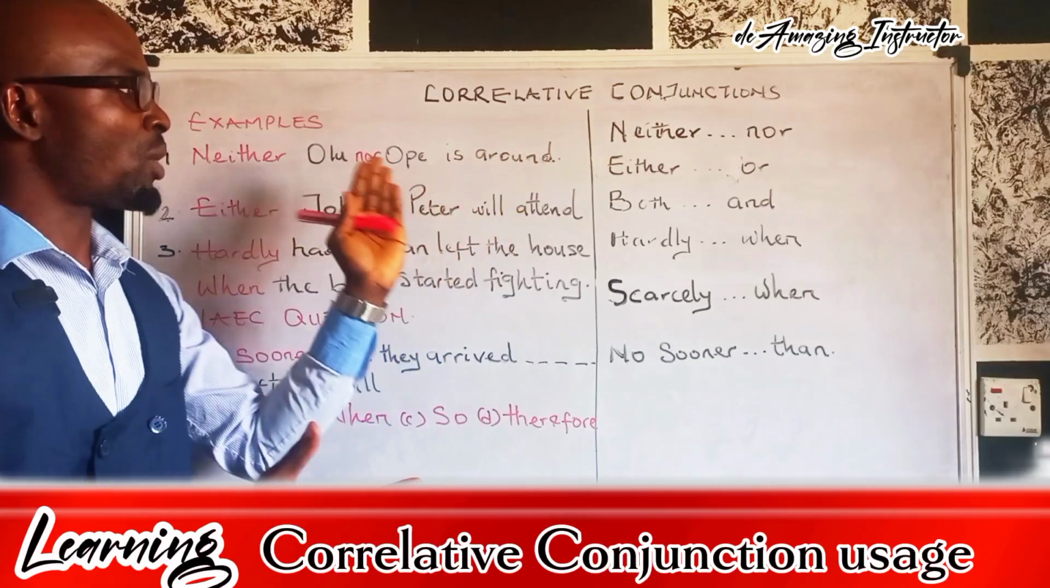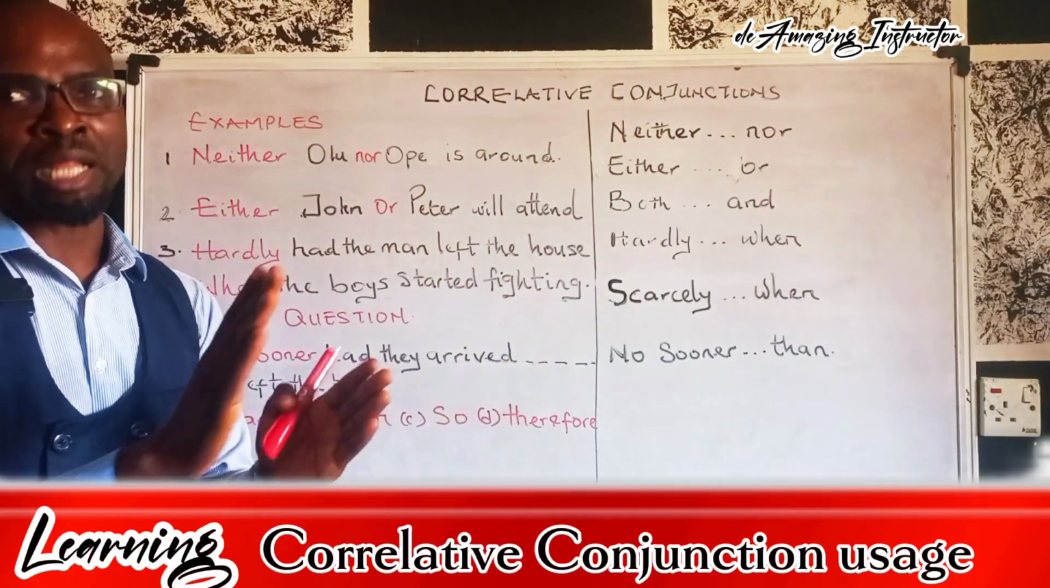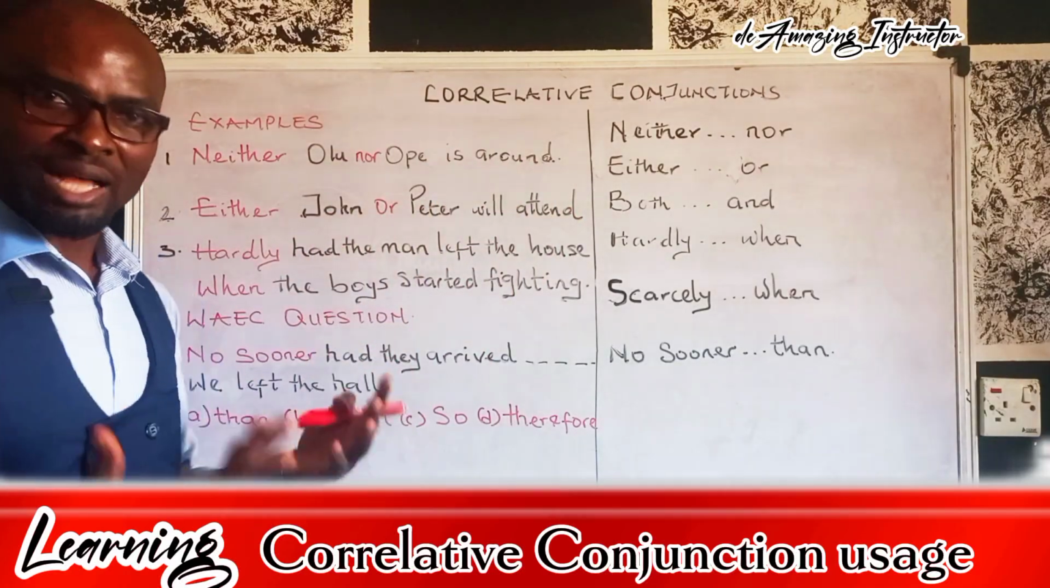All right. That is why we call it correlative conjunction. At least you should go for one, or you go for both, or you go for none. So that is what a correlative conjunction stands to address.